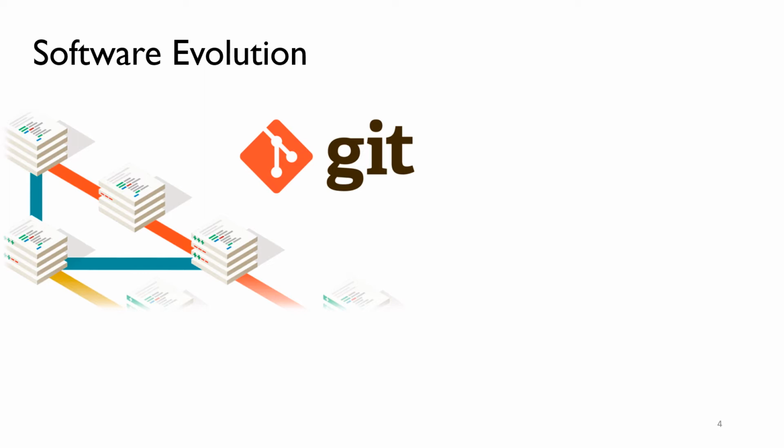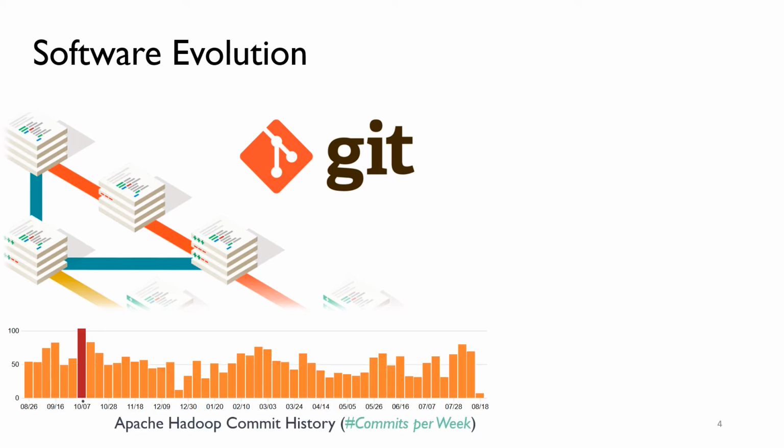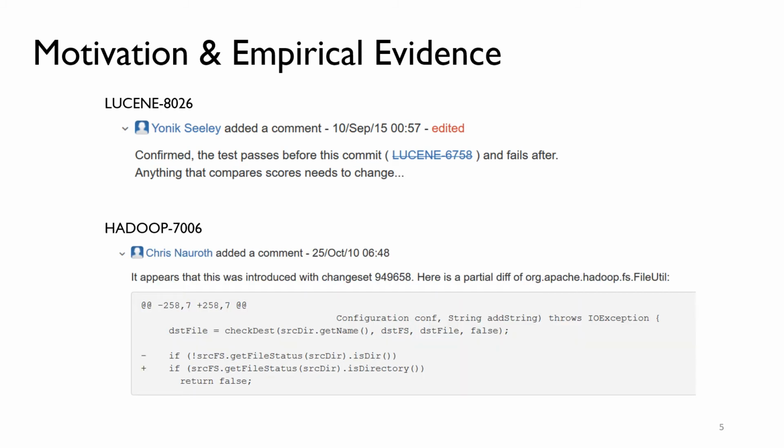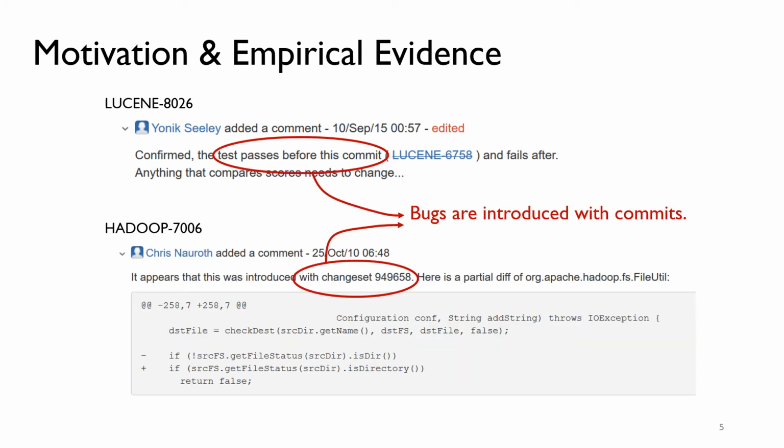As we all know, software evolves by means of code commits. Here we show a concrete example of the project Apache Hadoop, and we can see that it receives plenty of commits per week. Those commits are committed to add new features, to fix existing bugs, to perform refactoring tasks, and so on. Besides, they can also introduce new bugs. We observe that developers are often looking for information from evolution histories when debugging in practice. For instance, they often search for the code change that introduced the bug when locating the faults.